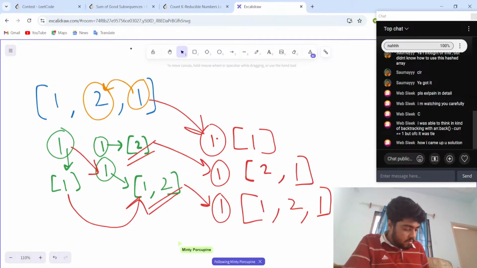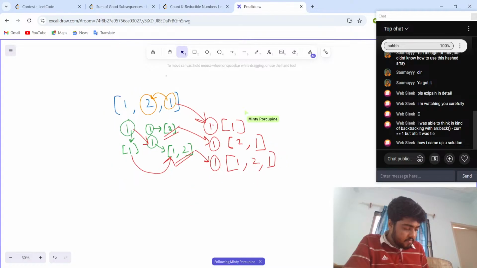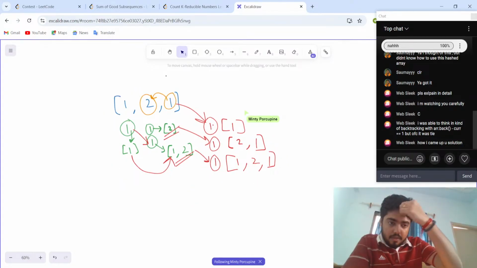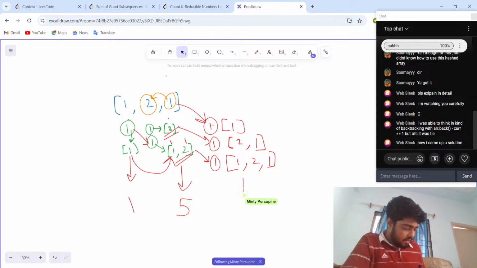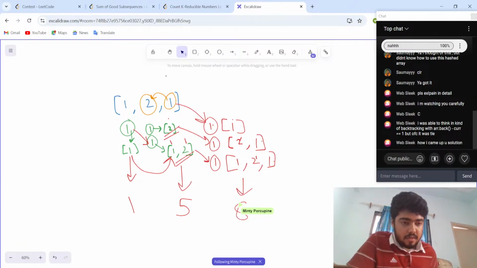So how many total possibilities are there? 1 for the first one, 2 for the second, and 3 for the last one, right? So what do these sum up to? This sums to 1. This sums to 2 plus 2 plus 1, that is 5. And this sums to 2 plus 2, 4, 5, 6, 7, 8. Now if we add them up, it becomes 14.